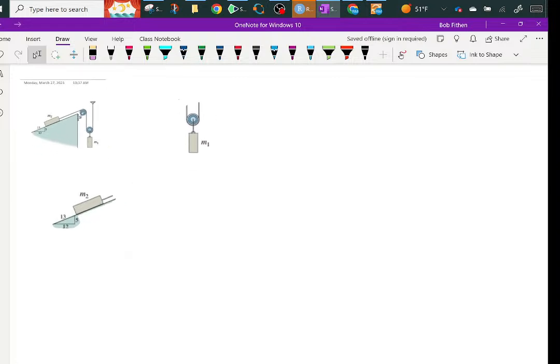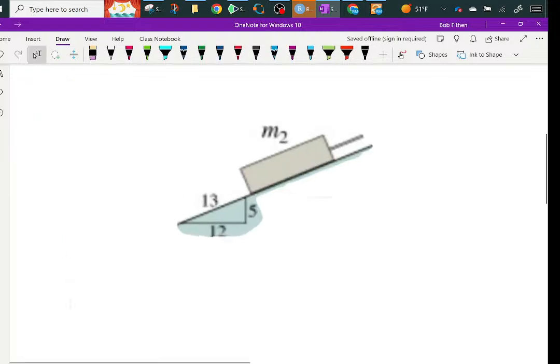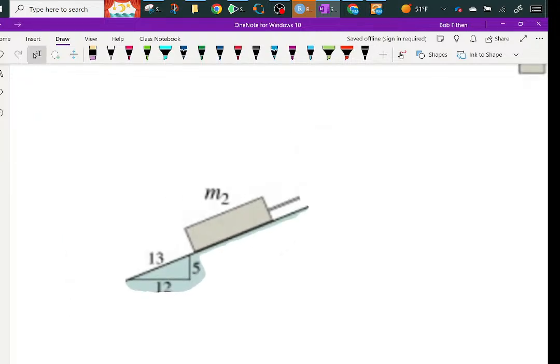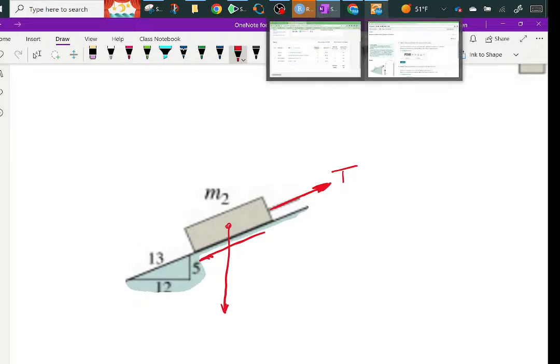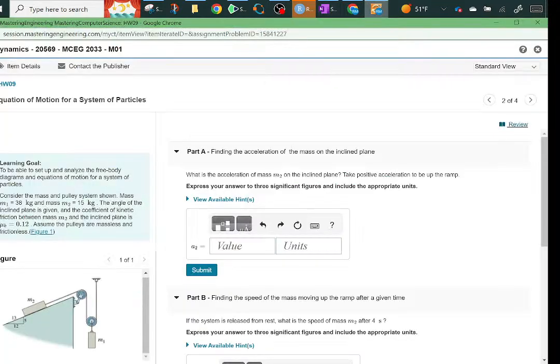Okay, so all you're doing here is the same process. I shouldn't have copied that one part, but it's okay. So you're going to have a tension here. You're going to have normal force here. If you have friction, you're going to have some frictional force here. Let me see if he does have friction. It would be beneficial to read the problem.